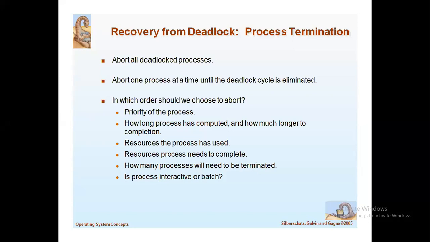Already we saw in the example that processes P1, P2, P3, P4 are in deadlocked states. So abort all deadlocked processes means we terminate all the processes. And the next one is abort one process at a time, until the deadlock is broken.